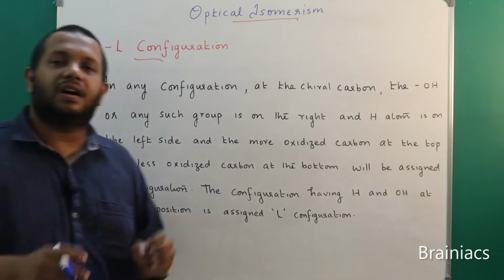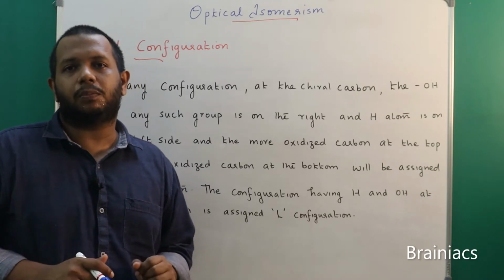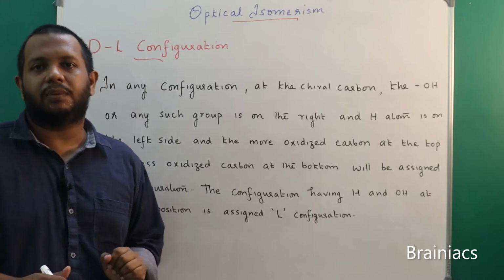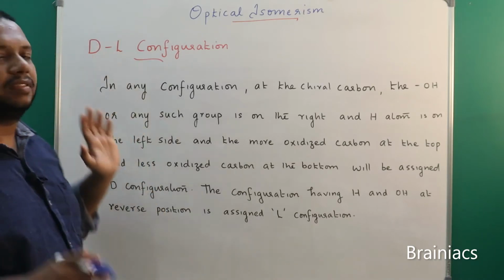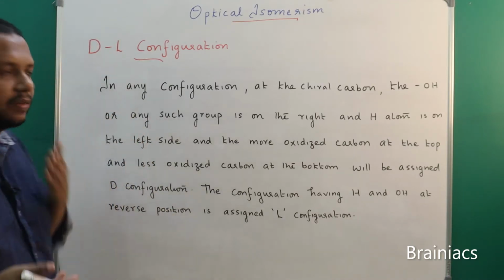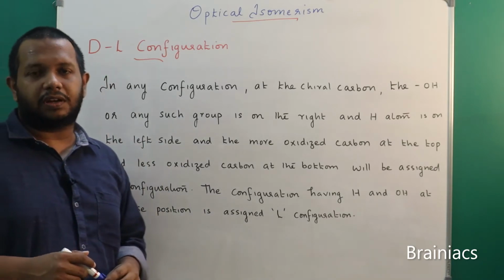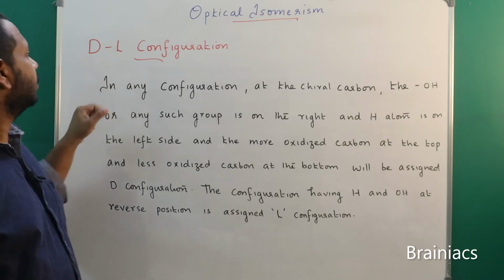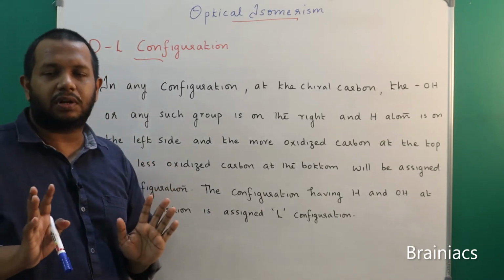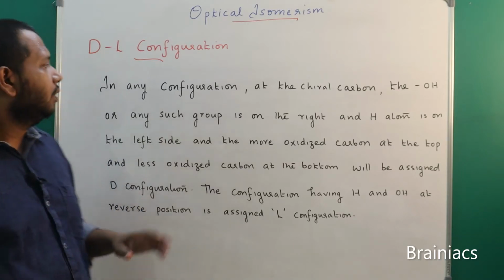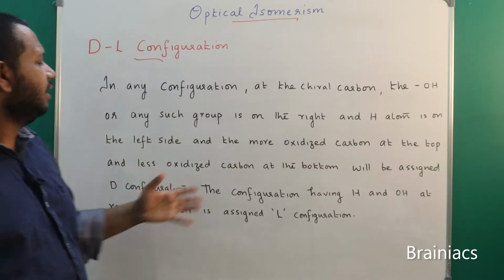Now, we are going to learn the last topic in optical isomerism, that is assigning DL configuration. Here D and L, similar to our RS configuration, is another way of expressing the configuration at the carbon atom, called DL configuration. Don't think here D is dextro and L is levo, not like that. It has no relation with dextro and levo. So let us see what DL configuration basically is.